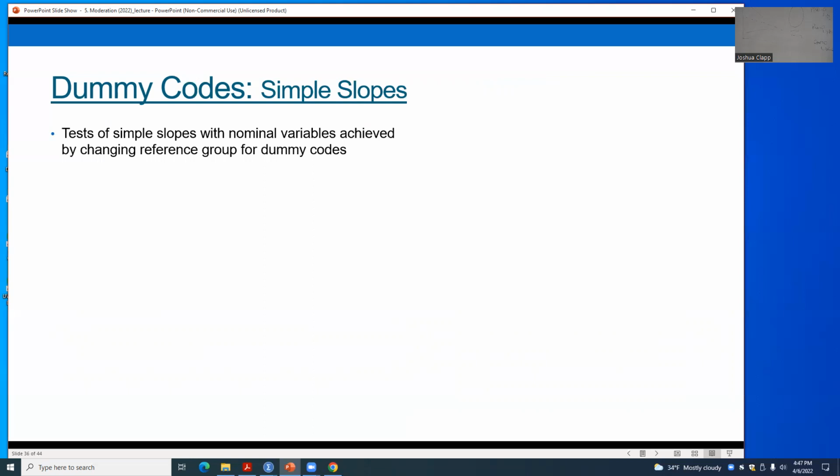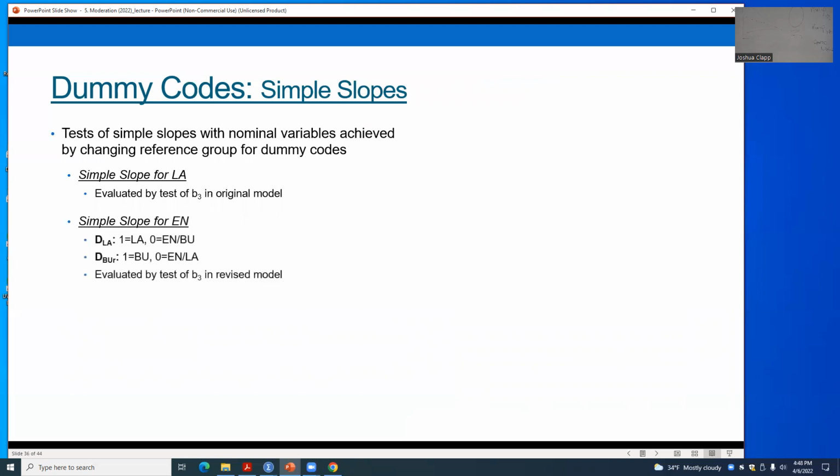What I do is I just go through in SPSS and I just start swapping out who's my 0 value, right? So my simple slope for my liberal arts, this is just the test of B3 in my original model. We already have that, right? If I want to look at my simple slope for engineering, I just create a couple new dummy variables, one where liberal arts is equal to 1 and everything else is 0. Business, I still have a dummy for business, but this time business is equal to 1, everything else is equal to 0. And here we just rerun that model, test B3 in that because now engineering is my reference group.